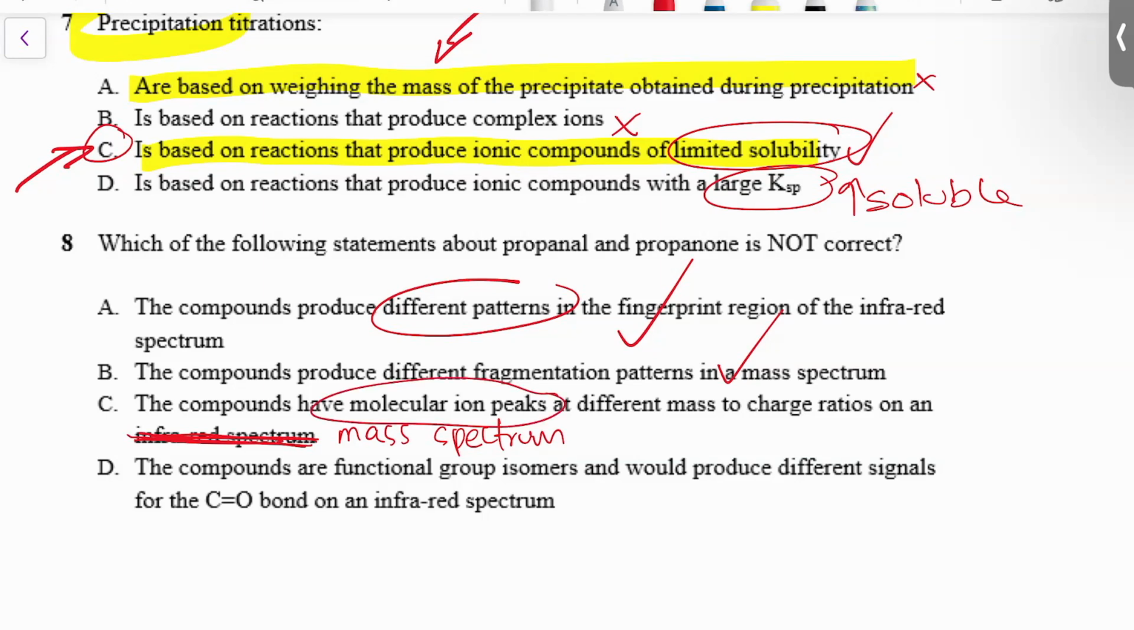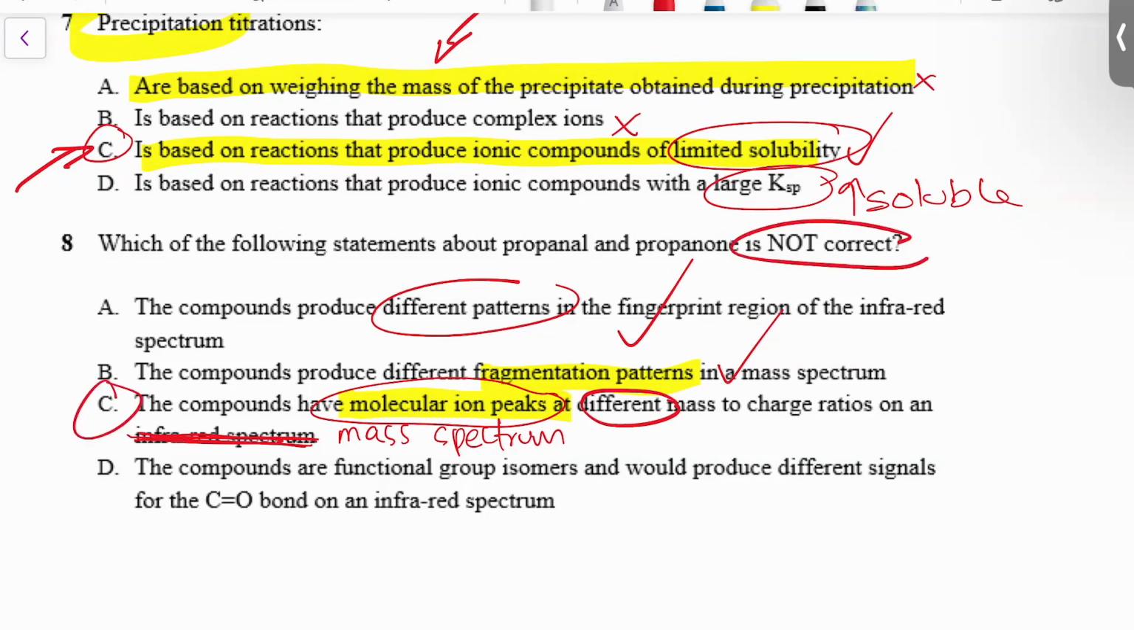B and C are different because the question said fragmentation patterns, which is every single peak. Molecular ion peak just depends on molar mass. So they do have the same one. This question says they have it at different ones, which is not correct. The question's asking you for not correct. So C is your answer.